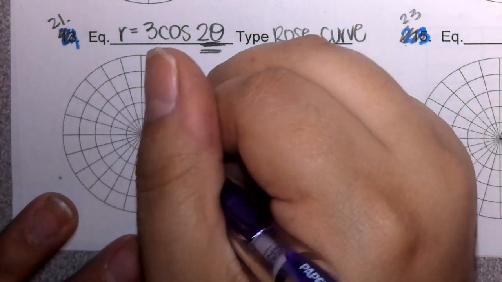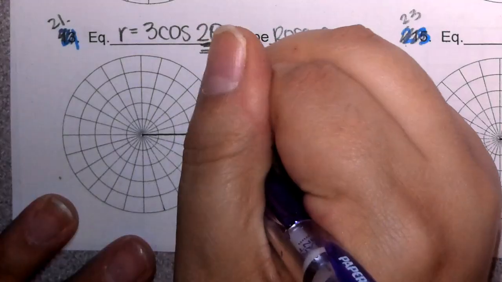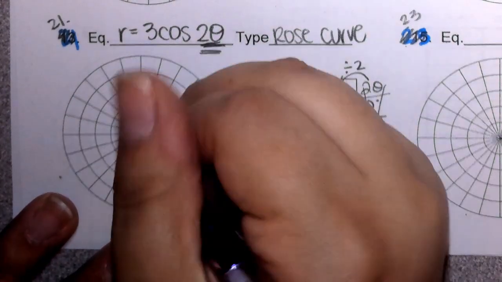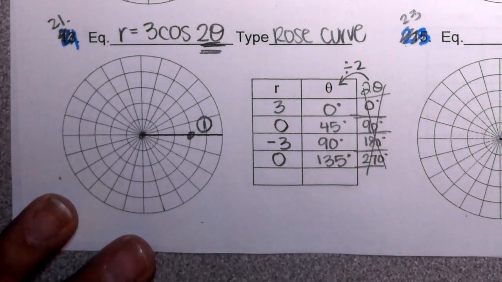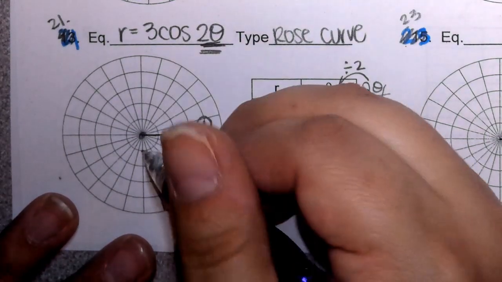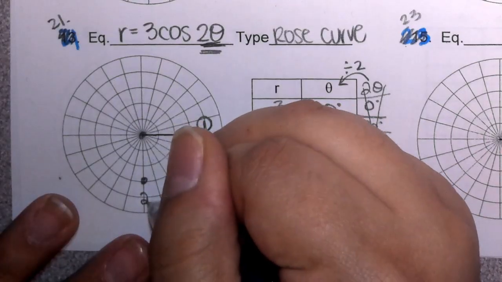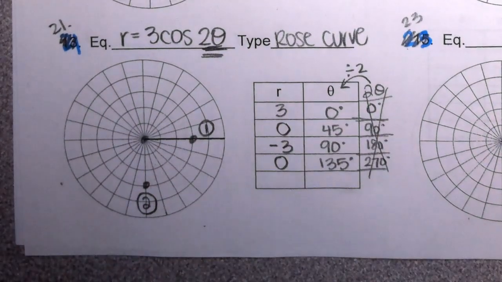I'm going to plot 3, 0 as my first petal. Then 0, 45 is just the pole. And then -3, 90. I'm going to go 3 away from 90. That is my second petal.